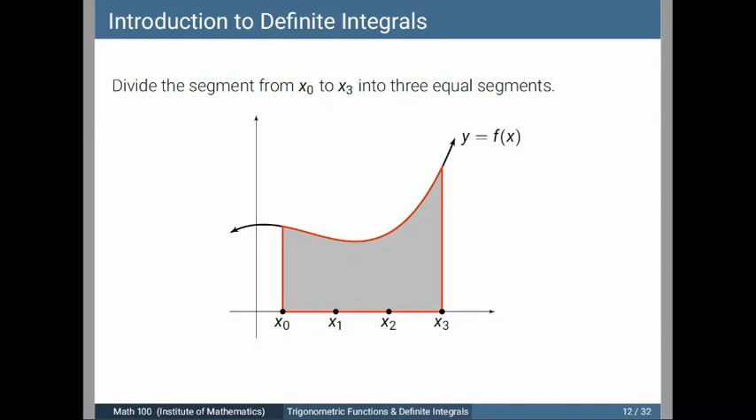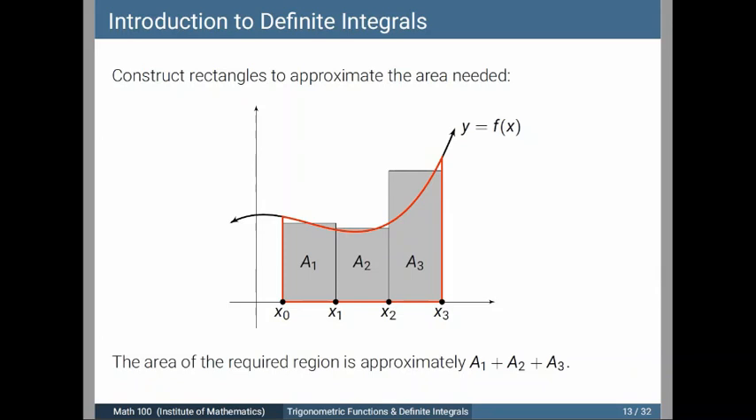Our general strategy to calculate the area of the region is to divide the region into smaller sections. For the divisions, we choose two equally spaced points between x0 and x3, and we name them x1 and x2. Here, we notice that x1 and x2 divide the segment from x0 to x3 into 3 equal parts. Now, if we draw these three rectangles over the required region, we see that the sum of their areas approximates the area of the region that we want. Here, the region is identified by the red line.